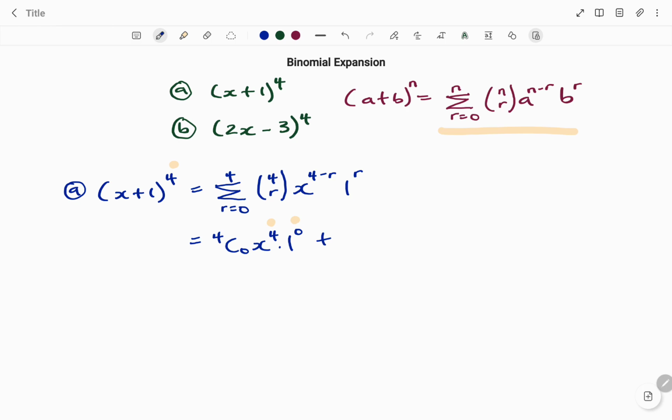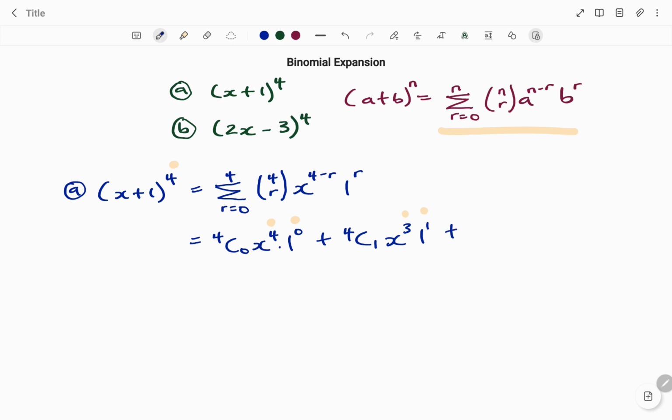We move to r equals 1. So we have 4 combination 1, x to the power of... What happens is the value of the exponent for x, the first term, begins to drop, and the value of the exponent of the second term begins to increase. So the power of x is going to drop to 3, and the power of 1 is going to increase by 1, that's 0 plus 1. Like I mentioned earlier, the powers of our variables must always add up to 4, which is our n.